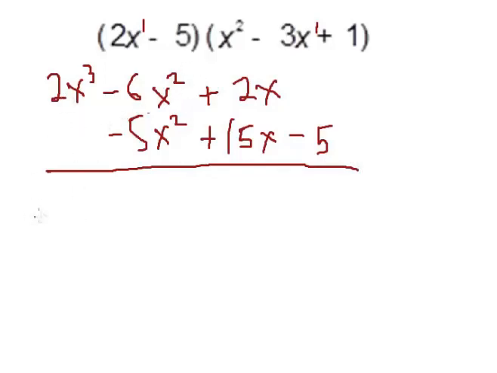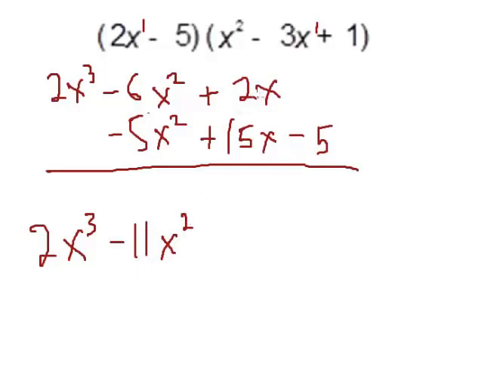Nothing can be combined with the 2x cubed. So we're just going to leave 2x to the third power, which means 2x cubed. Next, we've got negative 6x squared minus 5x squared. So negative 6 minus 5, of course, is negative 11. So we can just leave the variable because they're the same variable. And we have negative 11x squared.